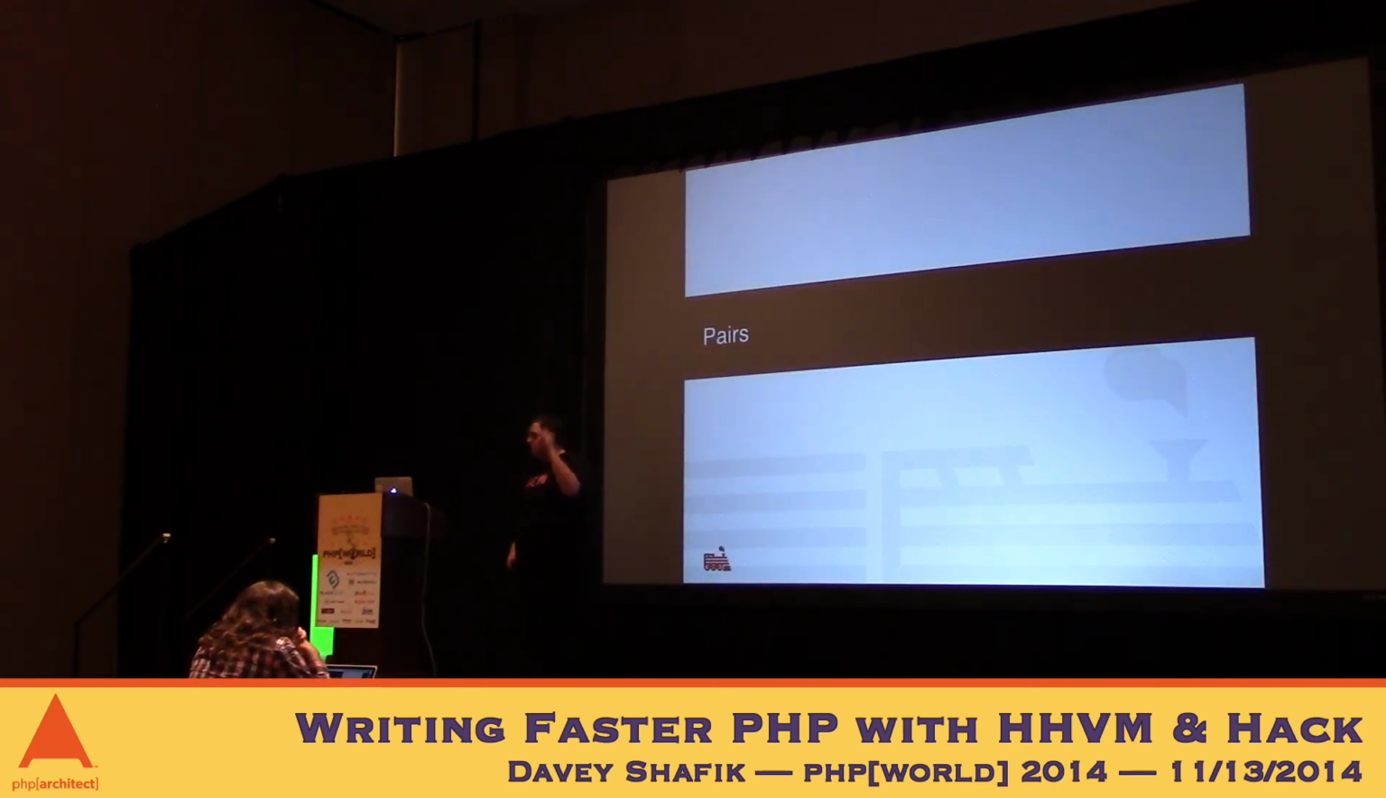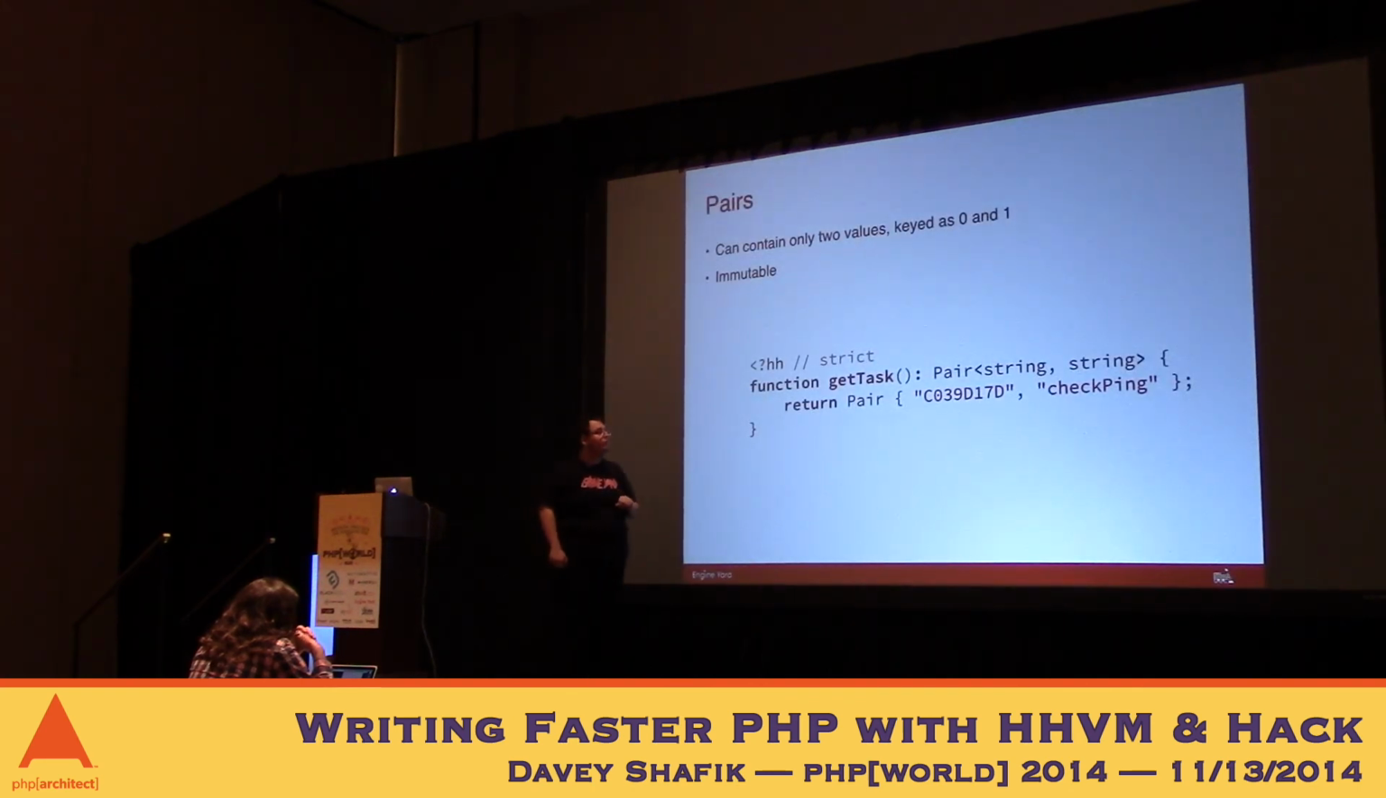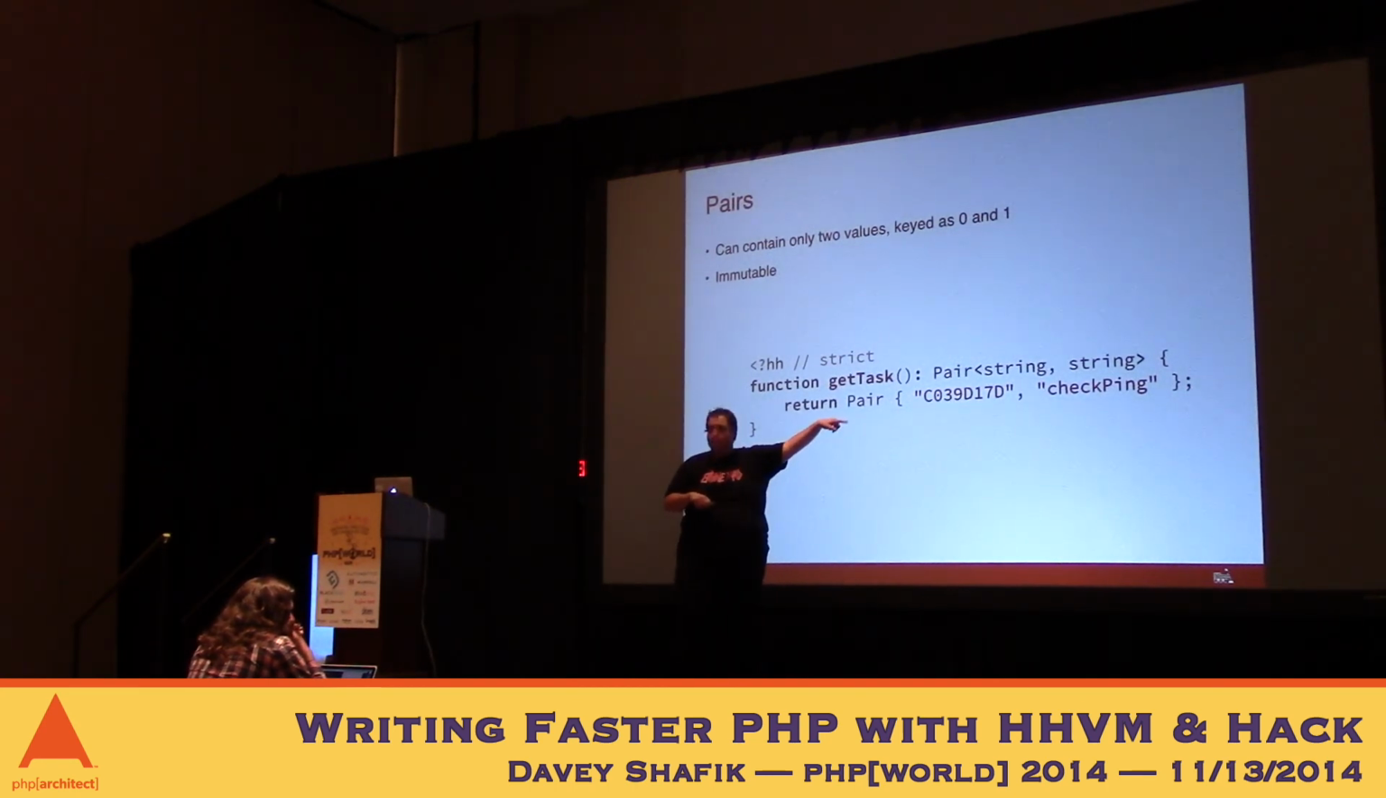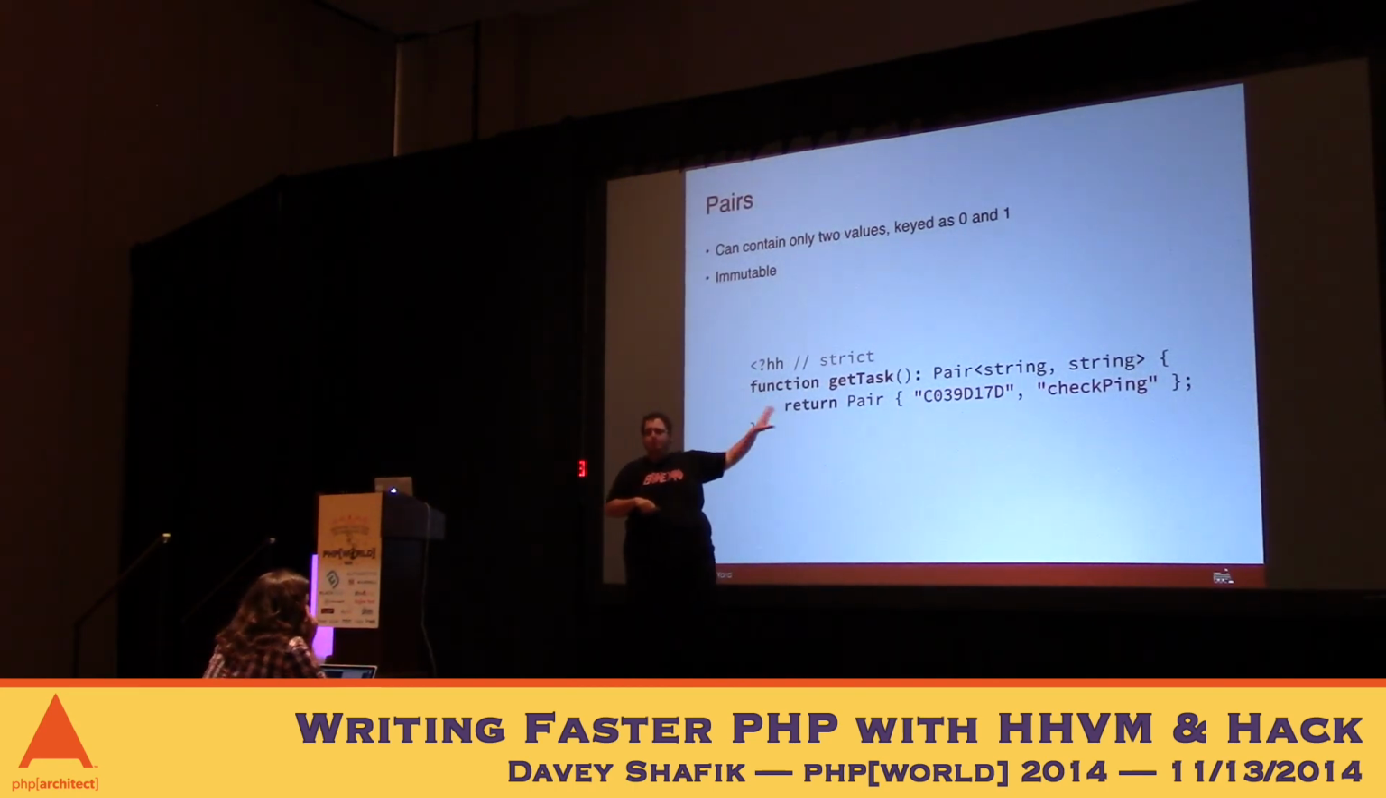Pairs, as I mentioned, are 2 values. They are immutable. This is the only one that doesn't have a non-immutable variation. It contains 2 values, keyed as 0 and 1. You do not get a choice in that. This uses a different literal syntax, where you have the name and then the curly brackets, which is mostly the same for all of them except for tuples.